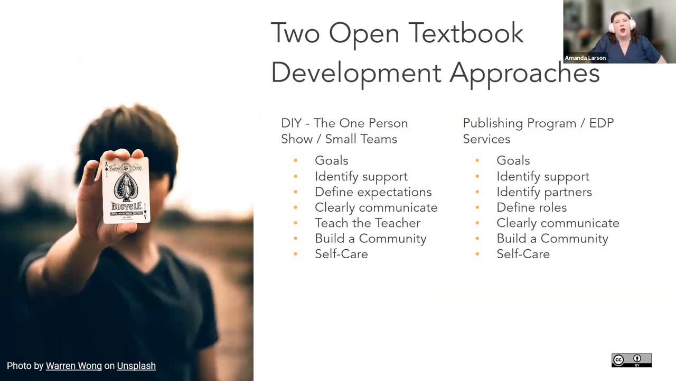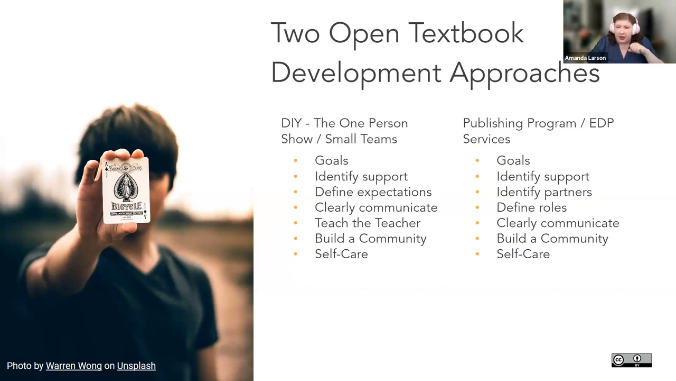So there are two open textbook development approaches that I have identified in lots of conversations with my peers. I do a lot of mentoring for people running programs. And what I see most often is either there's this do-it-yourself model where there's one person or a very small team of people, and oftentimes you might be doing it off the side of your desk. It might be a duty as assigned. And then there's also a publishing program, and then larger electronic book publishing services that it might be a part of.